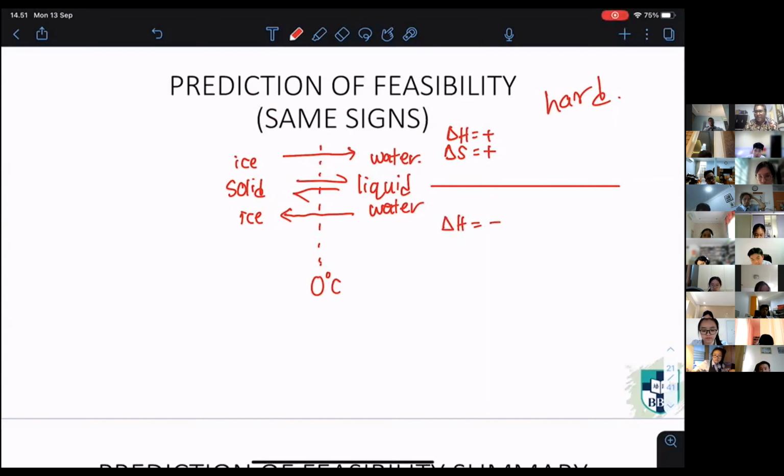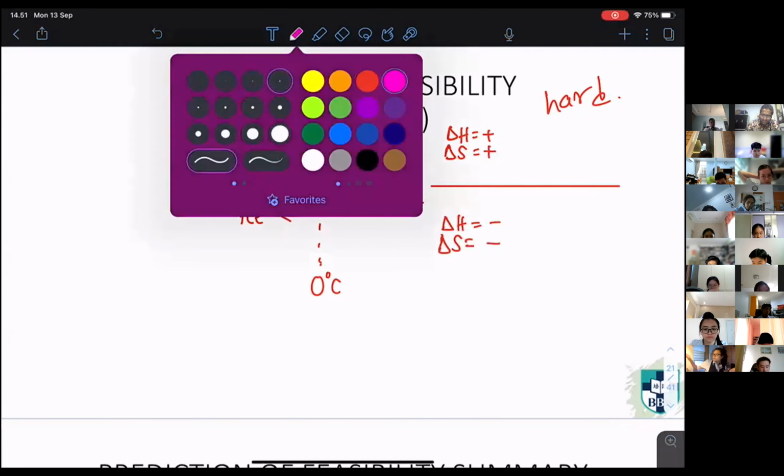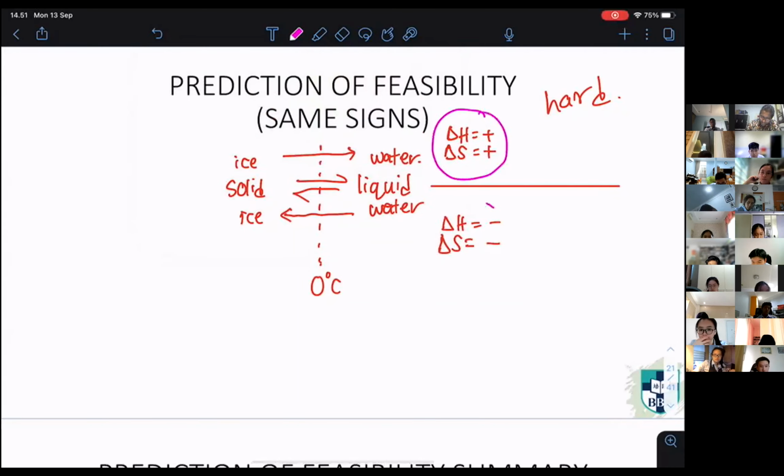Something that is very able to move suddenly becomes very rigid. All the energy goes where? Outside to the surroundings. Exothermic. And then your entropy change is going from disorder, water, to ordered, ice, so your entropy change is going to be minus. So you can see what is important here is that the signs are the same.